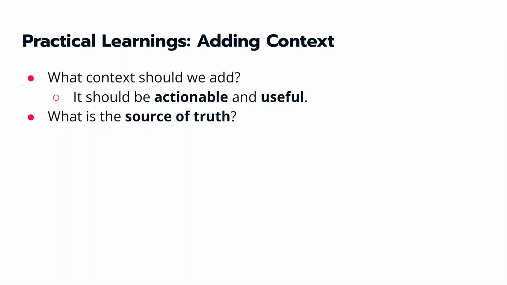It's actionable. The second point here is when we're adding context, we should consider where that context is coming from. So what is the source of truth for that context we're adding? Is that source of truth going to give us data that's accurate and complete? And I could do a whole other talk on that, so I'm going to move on.